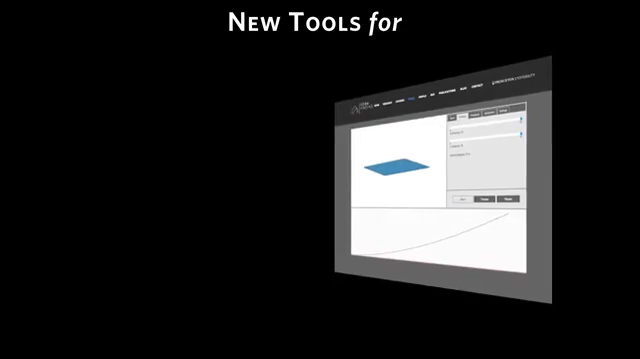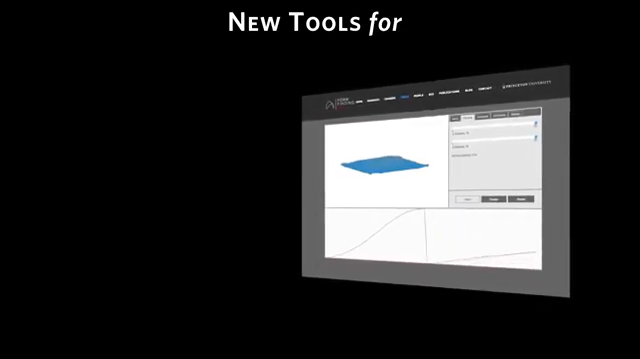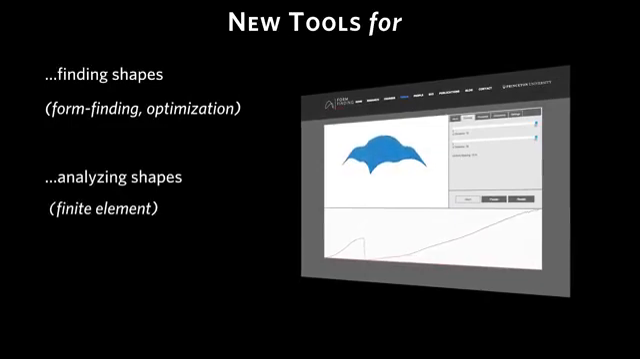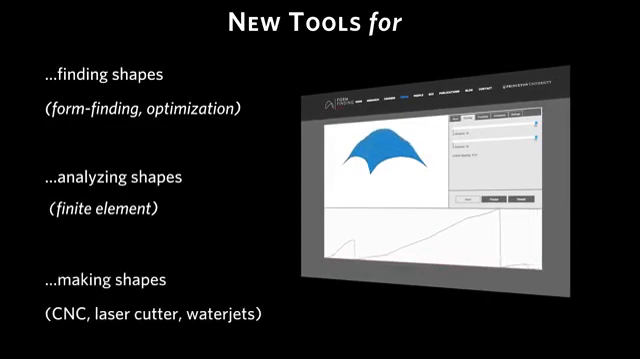As we mentioned, new tools have enabled new forms. Sigrid, can you please explain what we mean by new tools? So there are three categories of tools that have recently been added to the engineer's toolbox. Tools to find shapes, tools to analyze shapes, and tools to make shapes.